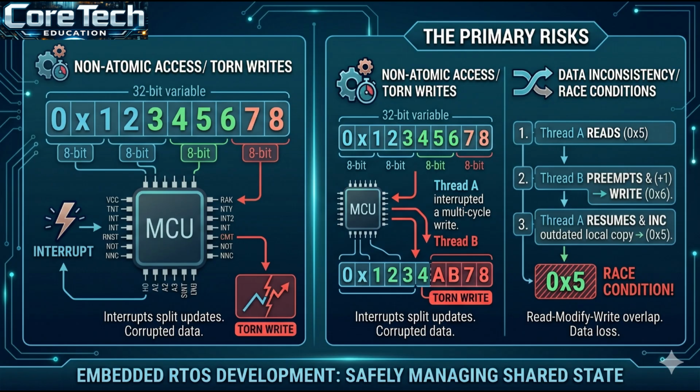Picture this: thread A reads a value, but before it can finish updating, thread B jumps in and changes it. When thread A resumes, it's working with an outdated copy, and the final result is wrong. This overlap, called read-modify-write conflict, leads to lost updates and unpredictable behavior. Together, torn writes and race conditions show why managing shared state in embedded RTOS development is so tricky. Without atomic operations and proper synchronization, your system can collapse under these hidden errors.